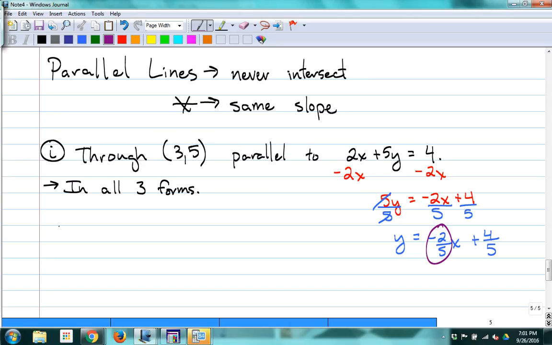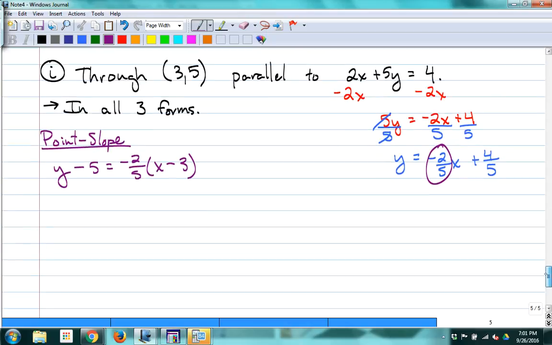All right, so let's start with point slope form. So y minus 5 equals negative 2/5 times x minus 3. Any simplifying that needs to happen on that to get it in point slope form? Is that point slope form? Y minus the y value, that's 5. The slope, x minus the x value. We're in point slope form.